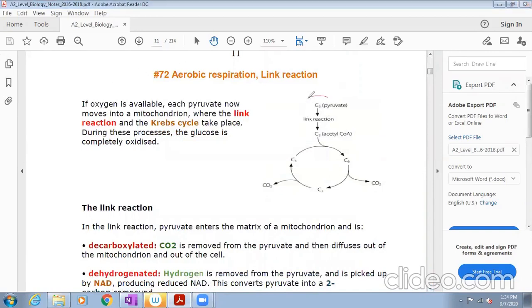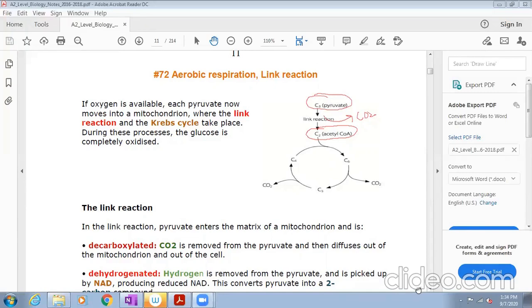This is pyruvate, a 3-carbon molecule. So this 3-carbon molecule will convert into what? A C2 compound by the combination of coenzyme A, and it will be converted into acetyl CoA, with carbon dioxide released. Which reactions will take place? Decarboxylation and dehydrogenation. And that hydrogen will be received by whom? The NAD. Very good. And that NAD will convert into NADH. Correct? Yes.